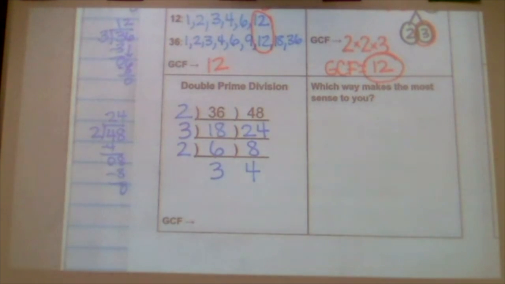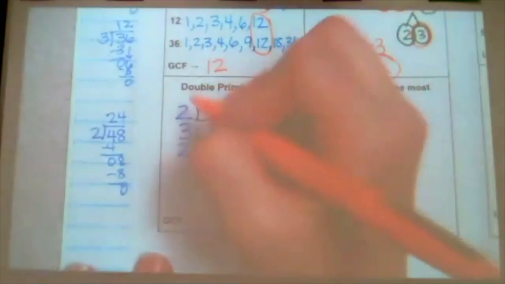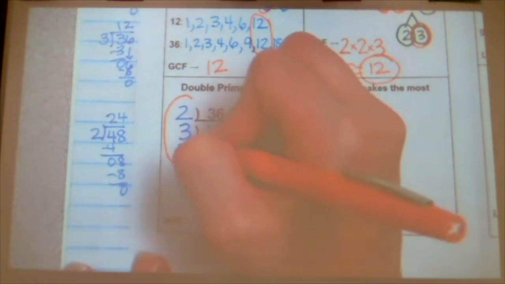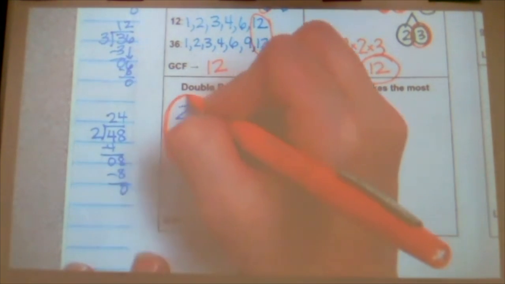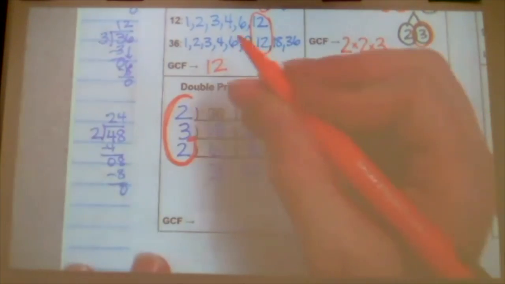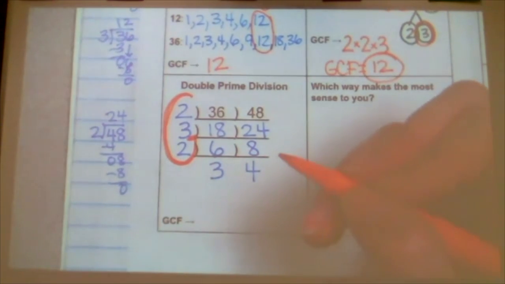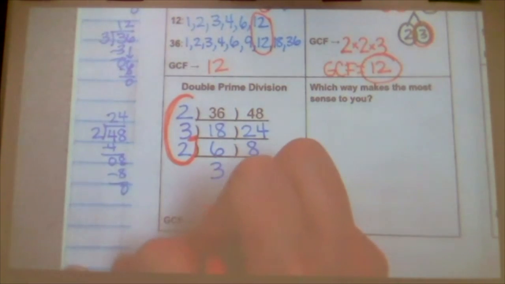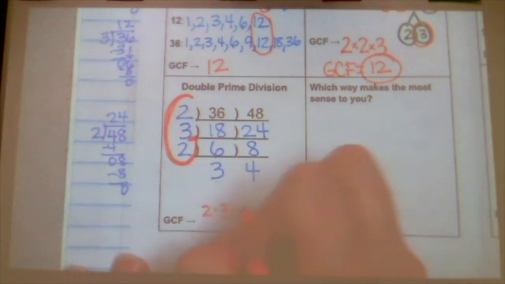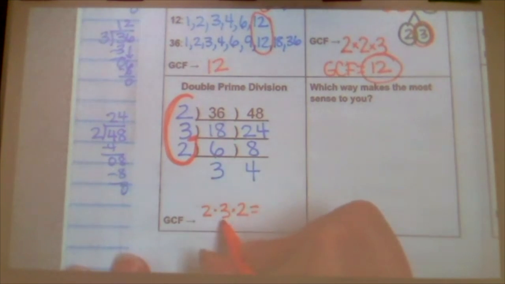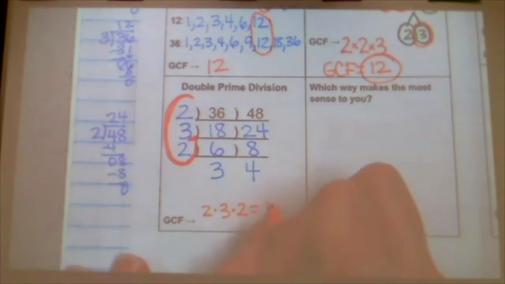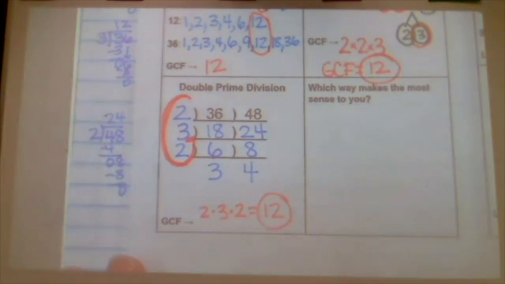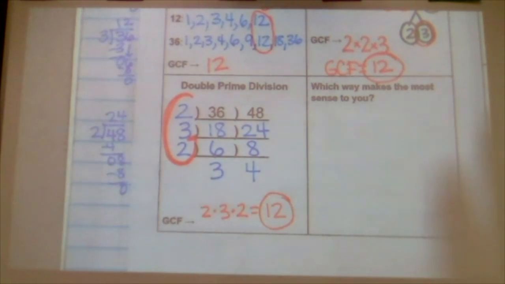And what I love about double prime division is all I need to do is take all of these factors over here and put a big G around them. If I put a big G around these numbers, all those numbers together are my GCF, my greatest common factor. So let's multiply them and find out what this number is. I got a 2 times a 3 times a 2. And 2 times 3 is 6, times 2 is 12. My GCF of 36 and 48 is 12. I got the same answer as my prime factor trees.